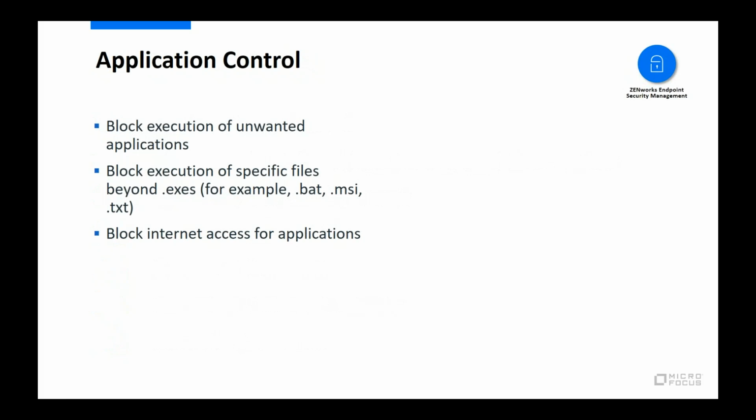For application control, ZENworks Endpoint Security Management lets you block applications from executing or from accessing the internet. In addition to applications, you can block other types of files, such as batch files or MSI files, from launching. When an application is blocked, an optional message lets you inform the user of the policy violation. You can use web links to reference additional information, such as a supported application policy or a supported application download site.